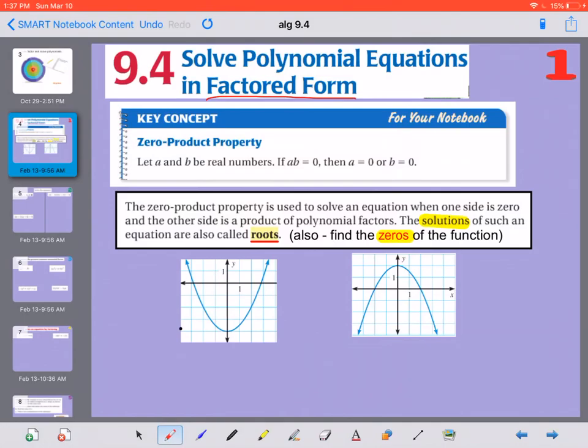So factored form is going to look like when we were multiplying polynomials, like if we had x plus 5 and x plus 3 or something like that, that would be factored form.